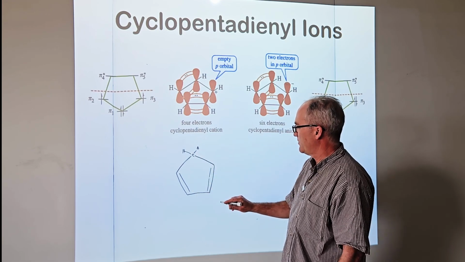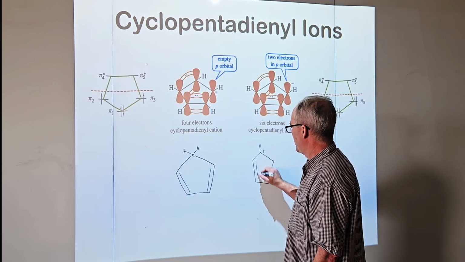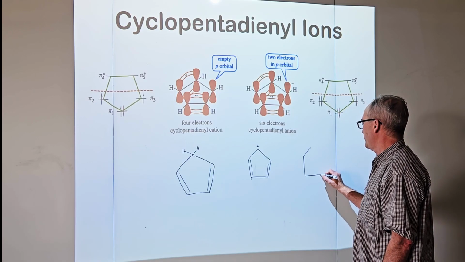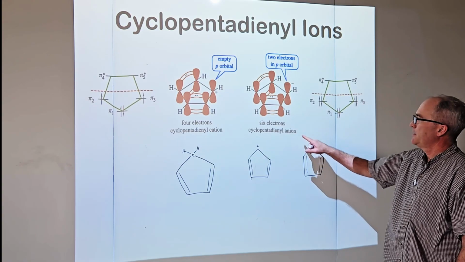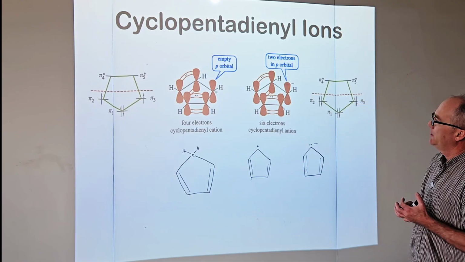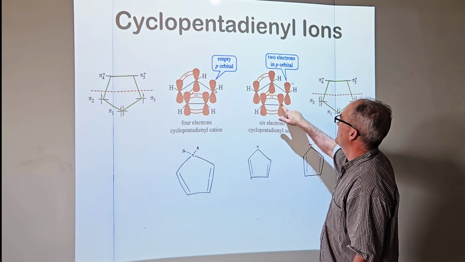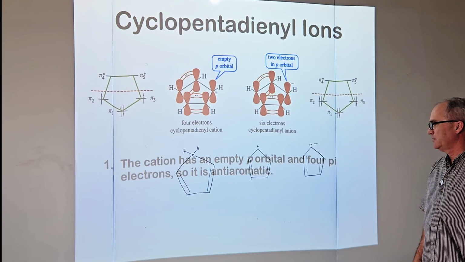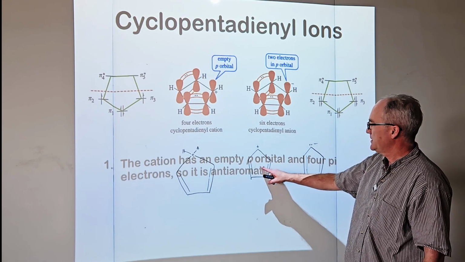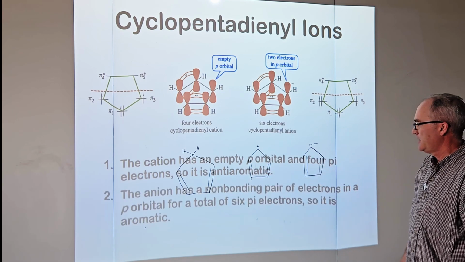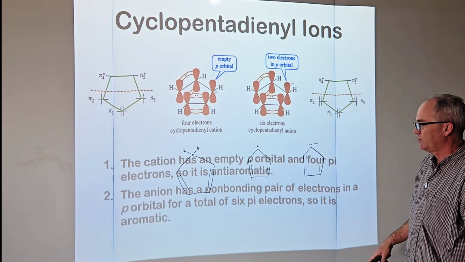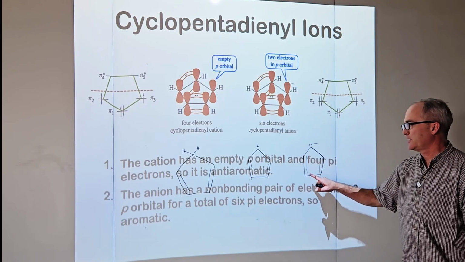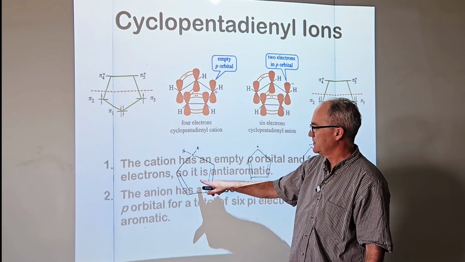If I pull off a hydride, I can get something that looks like this. That's a horrible drawing. If I do an acid-base, pull that proton off with a strong base. So here's the anion, and here's the cation. And now they all have this continuous parallel p orbitals. The cation has an empty orbital and 4 pi electrons. So this thing is antiaromatic. The anion has a non-bonding pair of electrons in a p orbital for a total of 6 and is aromatic. So this is aromatic, this is anti-aromatic, this thing is neither.